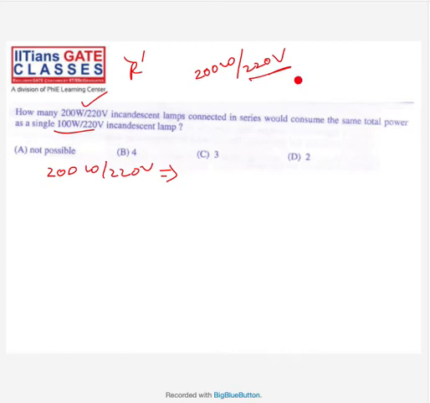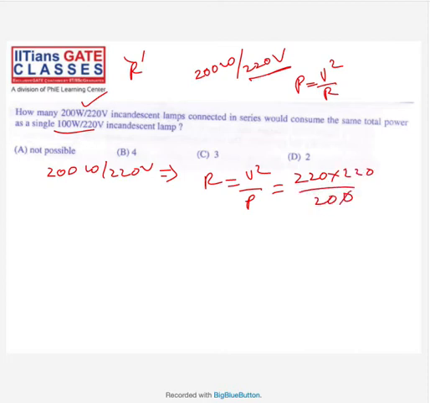So we have power is equal to V square by R. So R is equal to V square by P. So 220 into 220 by 200. So this is 11 into 22 by 11 into 22. This is what the resistance is, 242 ohms.